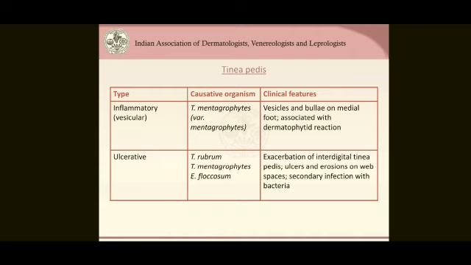Inflammatory type or vesicular type of Tinea pedis is caused by Trichophyton mentagrophytes var mentagrophytes. It presents as vesicles, bullae on the medial side of the foot, associated with autoeczematization. The last variant is called ulcerative Tinea pedis, caused by Trichophyton rubrum, Trichophyton mentagrophytes, Epidermophyton floccosum. It causes exacerbation of interdigital Tinea pedis, ulcers and erosions on web spaces, and secondary infections with bacteria.